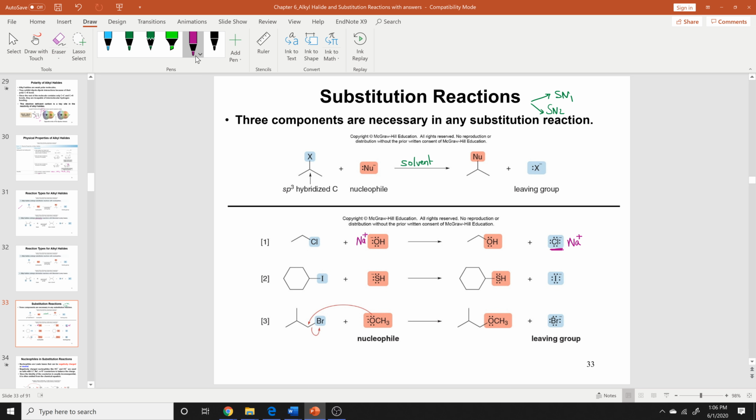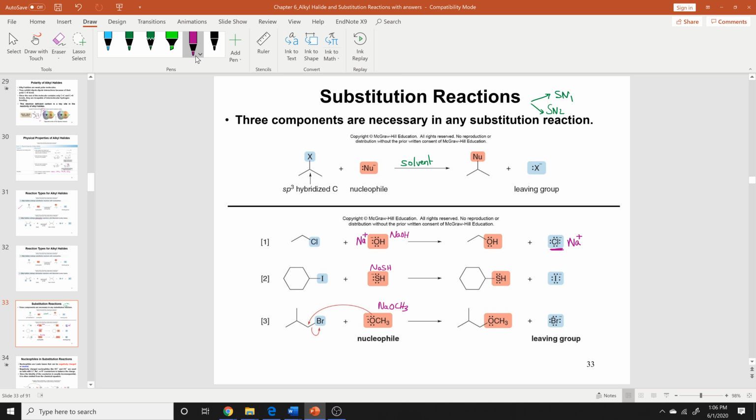Okay, so if I want to show you the reagents for this one, I would write NaSH. It's your job to know that this is an ionic bond, so the SH is negative, the sulfur is negative, and the sodium is positive. Here, I would write down NaOCH3. This is my reagent. Here, my reagent is NaOH. Okay, this is a substitution reaction, so I'm replacing the chlorine with the OH, the iodine with the SH, and the bromine with the OCH3.